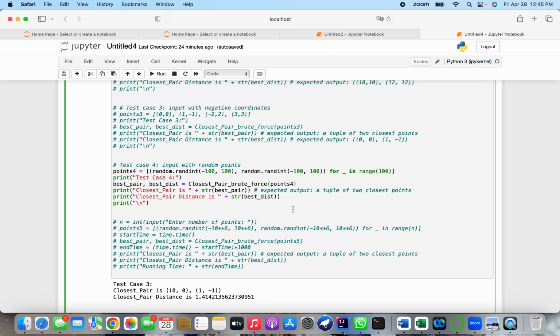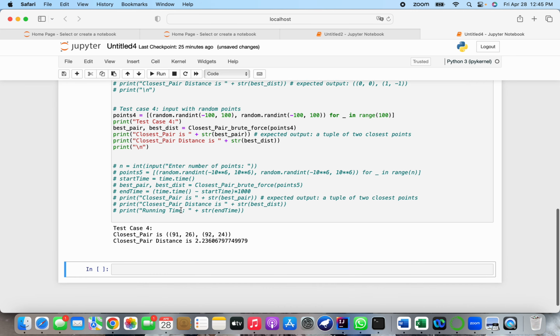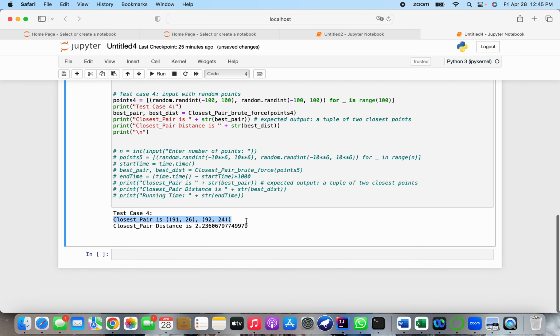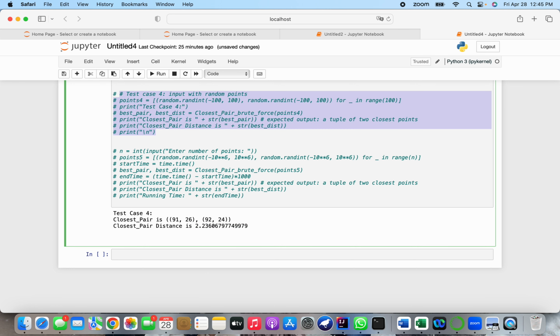So let's run this code. We don't know what inputs we are giving, we are just giving some random points. From those random points, the closest pair is found, and this is the distance between those 2 points. So this is how the random input works.